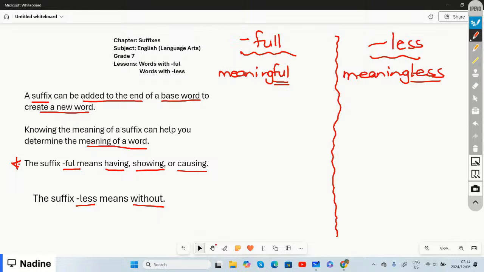You have a lot of that, right? It's like a positive word. It's like showing meaning to something. However, when the word less is added to our base word, then it almost shows a negative type of meaning to that word, because now it means this is without meaning. Meaningless is without meaning.